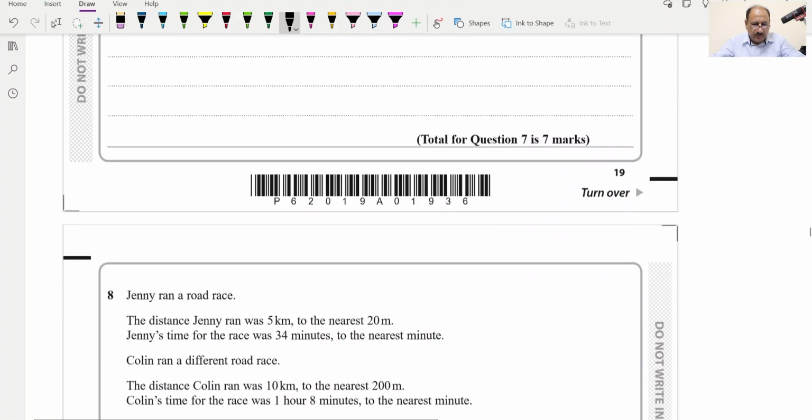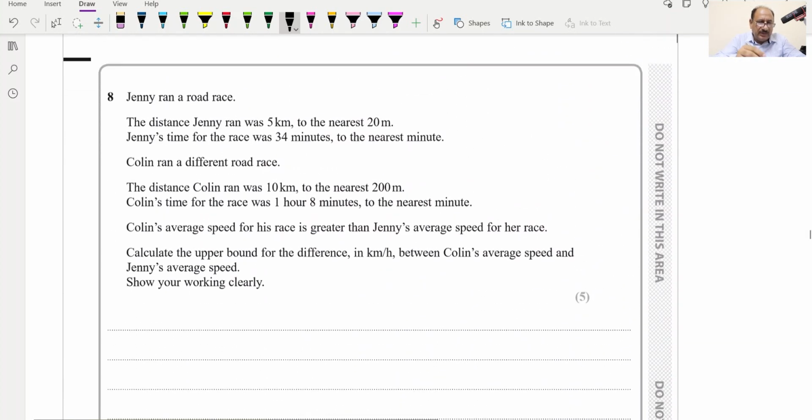Next question says question number 8, Jenny ran a road race and the distance Jenny ran was 5 kilometers to the nearest 20 meters. So this is basically a lower bound upper bound question. So what we can do, side by side we can incorporate the information. So distance for Jenny, we can show over here. This will be Jenny's detail and 5 kilometers.